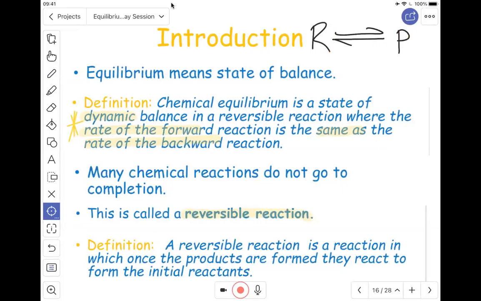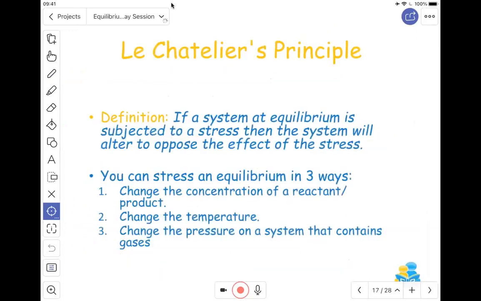Now, this is all very important when we look at Le Chatelier's Principle. We won't be going into this in detail today, but just to give you a definition: Le Chatelier's Principle states that if a system at equilibrium is subjected to a stress, the system will alter to oppose the effect of the stress. An example would be if you apply heat to the system, the reaction is going to want to cool down, so a cooling reaction will occur.